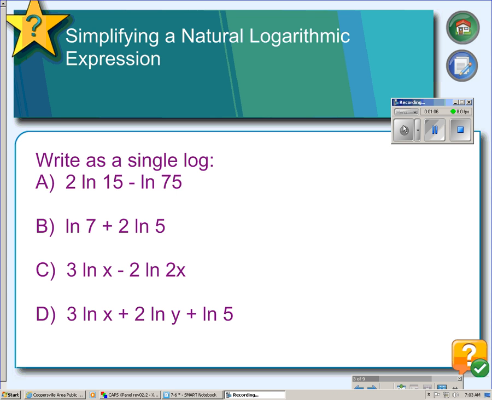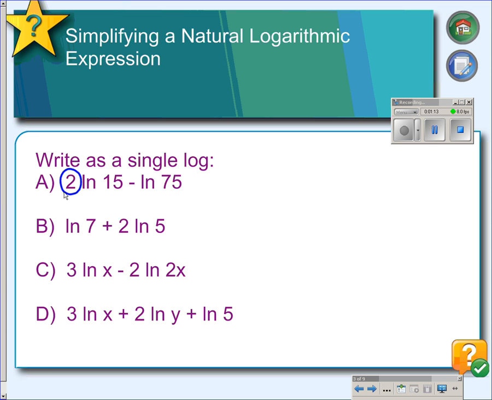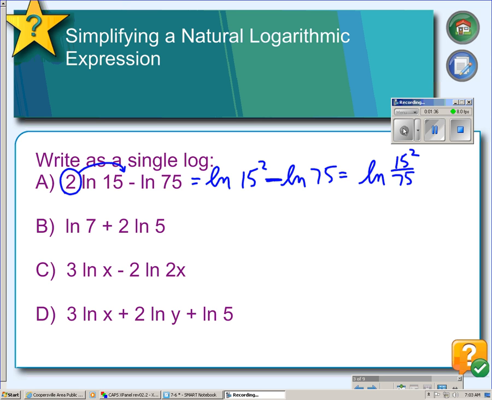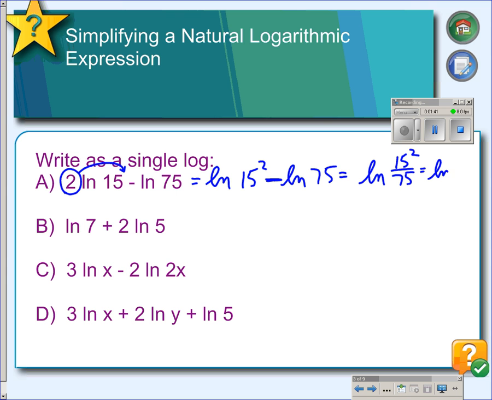So here we are condensing logs. We're going to take these two logs and write it as one single log. The first thing we'll do is take our exponent here, our coefficient, and turn it into an exponent. So that gives us natural log of 15 squared minus natural log of 75. The subtraction here means we're going to divide. So that means we have natural log of 15 squared divided by 75. 15 squared is 225, and dividing that by 75 gives us natural log of 3.